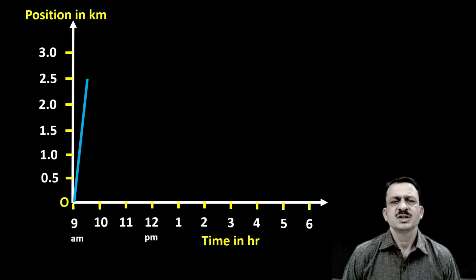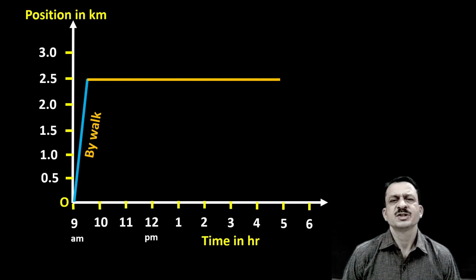From 9:30 onwards, she remains in the office and works there. Therefore, from 9:30 to 5 p.m., look here, she is in the office. Therefore, we get a straight line which is parallel to the time axis. Now we have a straight line, that yellow line represents it. She stays in the office up to 5 p.m.